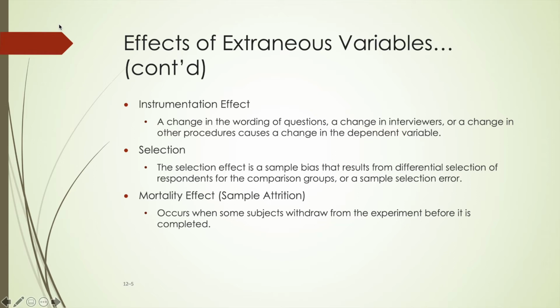Selection, again, this is sample bias, where we have selection error. It's not really a random sample, but we have contaminated the selection process. Mortality effect, which is just attrition. People withdraw from the experiment, and the longer these experiments go out as far as time length, the more likely that's going to happen.